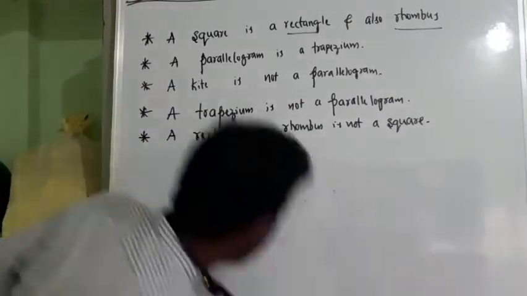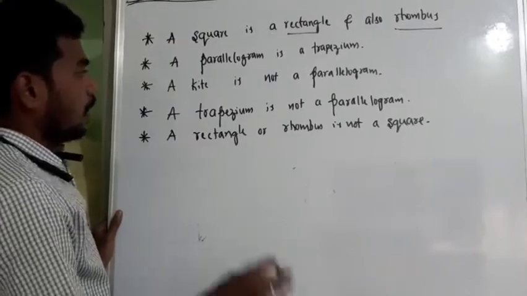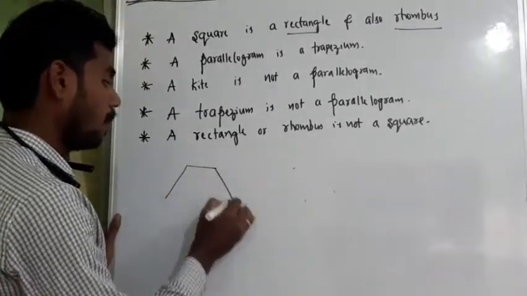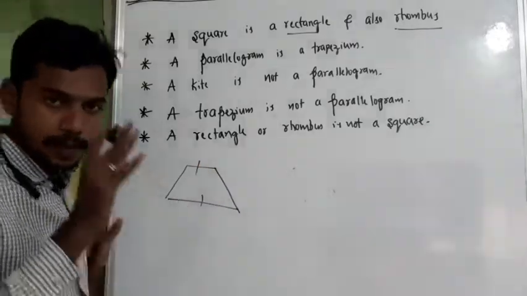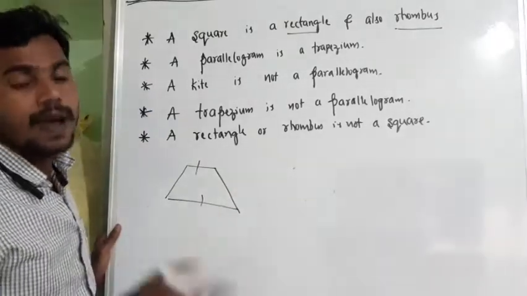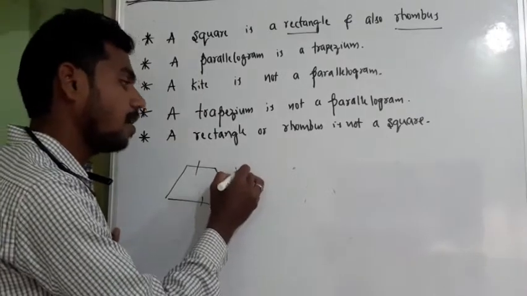Next, a trapezium is not a parallelogram. In a trapezium, only one pair of sides will be parallel, but in a parallelogram, both the pairs of sides are parallel to each other. That is the reason a trapezium is not a parallelogram.